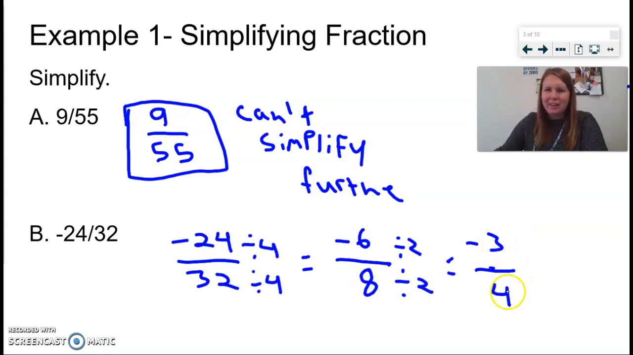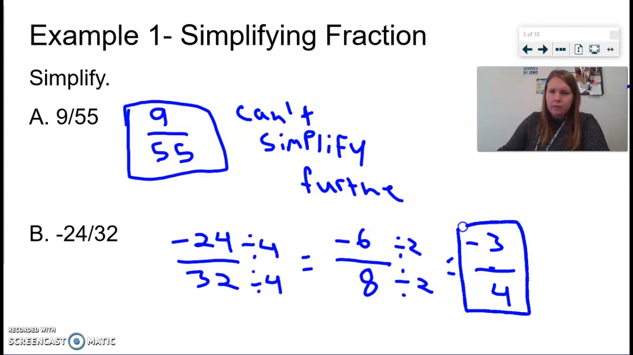I can't divide anything that I could divide 3 and 4 by. Like 4 I could divide by 2, but I can't divide 3 by 2. So this is my final solution. So again, getting it down to the smallest version of those numbers, but it still means the same thing. If I plugged negative 3 divided by 4 in a calculator, I'm going to get a decimal of negative 0.75. As well, if I put negative 24 divided by 32 in the calculator, you'd also get that same decimal. They mean the same thing. This is just written in the simplest form.